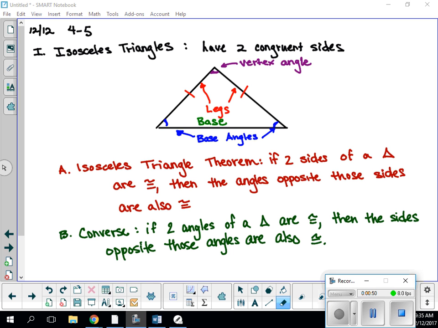The isosceles triangle theorem says that if two sides of a triangle are congruent, the angles opposite the sides are also congruent. So if two legs are congruent, the base angles have to be congruent. And the converse of that is if you have two base angles congruent, the sides have to be congruent. So if you have two congruent sides, you have an isosceles triangle. If you have two congruent angles, you also have an isosceles triangle.